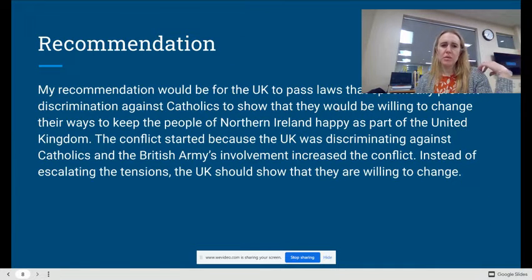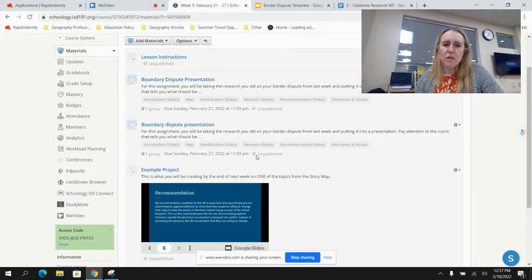And then the recommendation would be, in this case, for the UK to pass laws. So try to be creative about your recommendation. What would be your recommendation to solve this conflict, and then a source slide at the end. So that is the largest part of the assignment for this week. So that's kind of the main assignment.